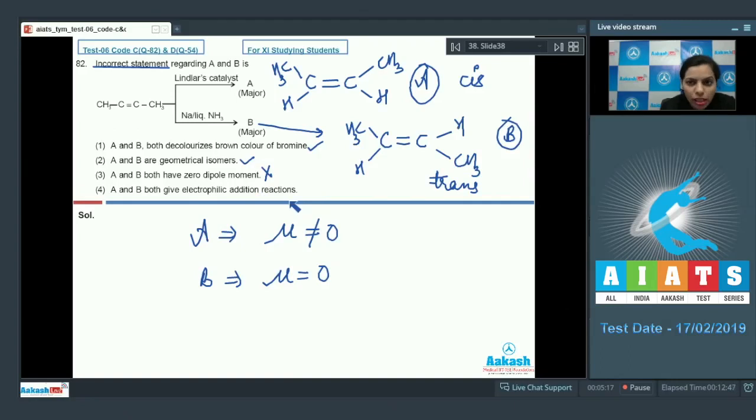Definitely it is possible here, because these two are the alkenes. Electrophilic addition reactions are possible, and that's why this statement is also correct. Only one incorrect statement is given here, and that is in option 3. So the answer for this question is option 3. After this, there's another question.